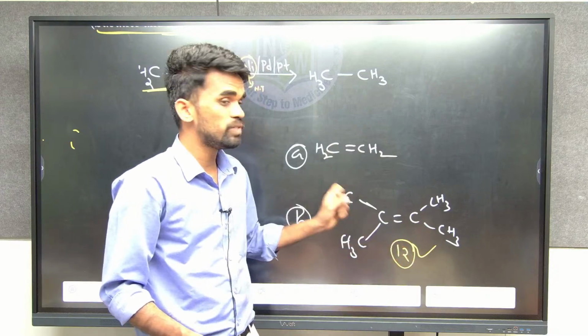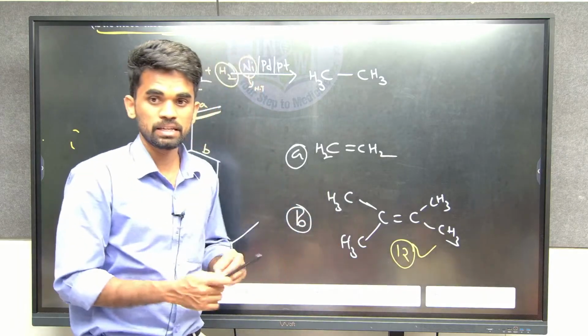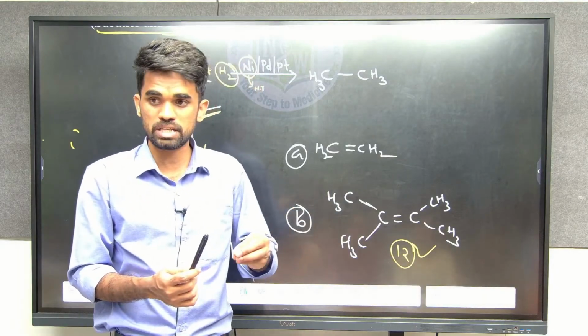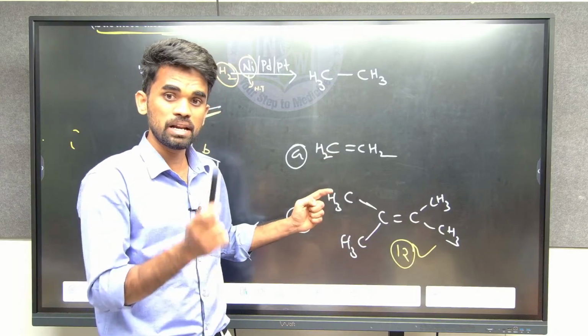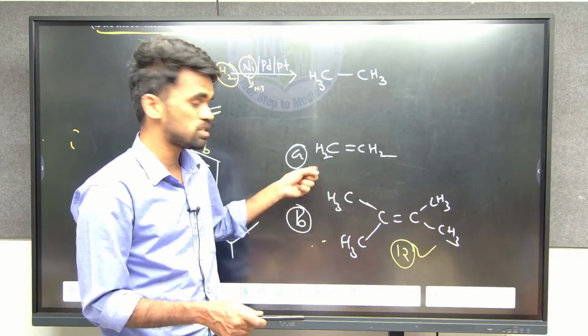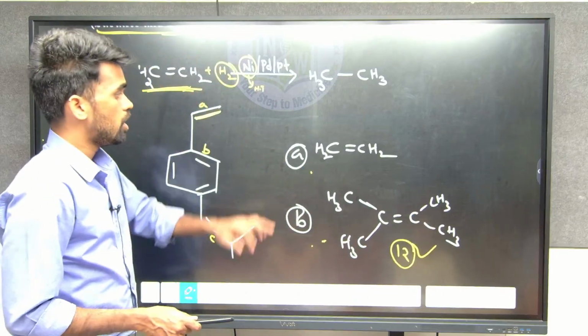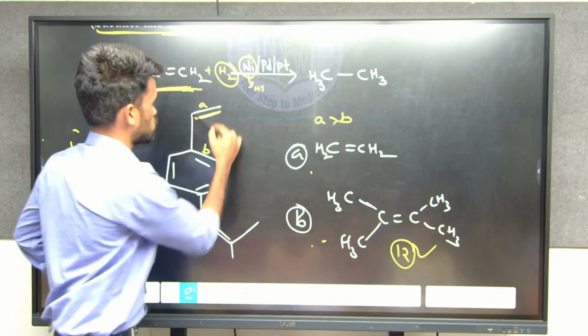Out of these two, which will undergo hydrogenation easily? A. So reactivity, again, instead of saying hydrogenation, I can also say reactivity of alkenes. Which alkene is more stable? That will be less reactive. Which is more stable here? B. So this is less reactive, this is more reactive. Now, which will undergo hydrogenation easily? A, then B. So same story applicable here also.